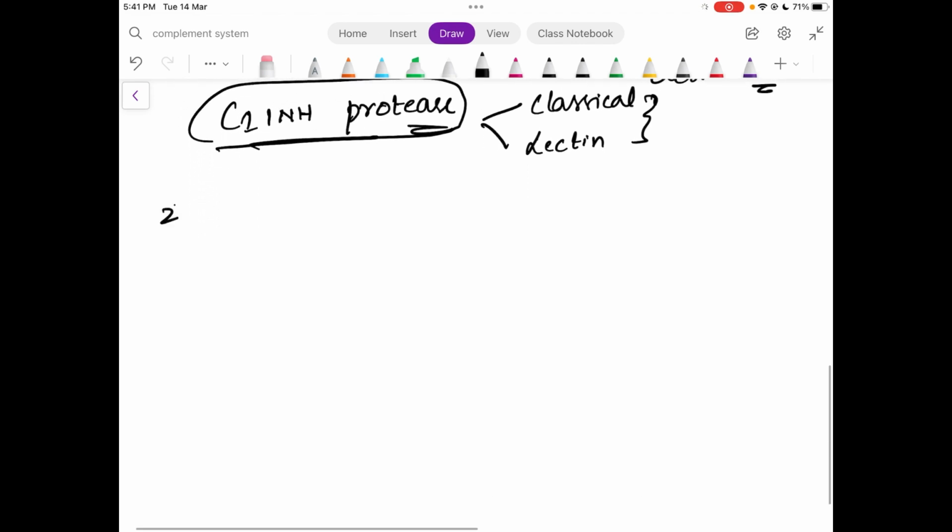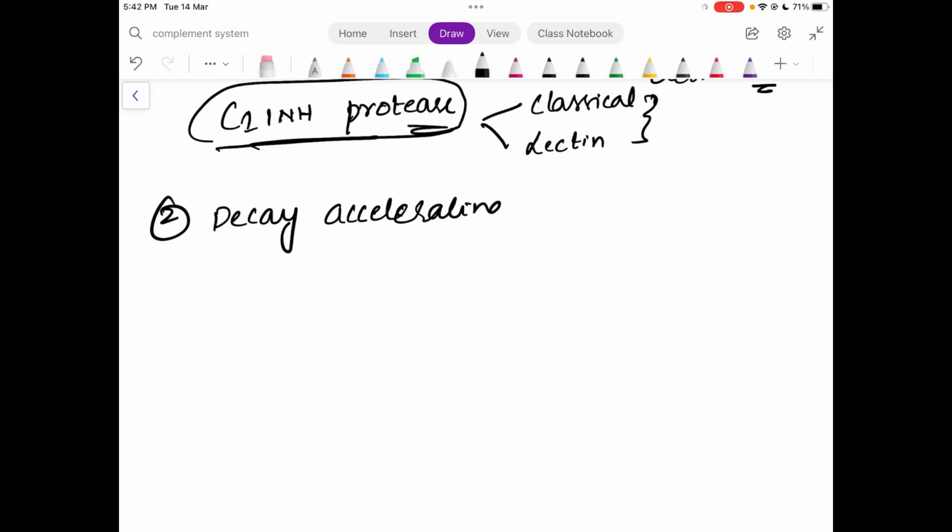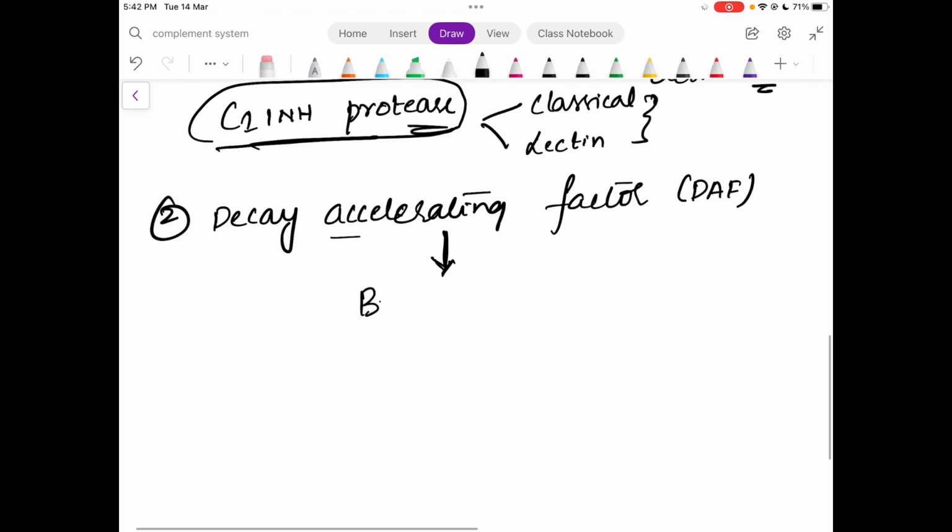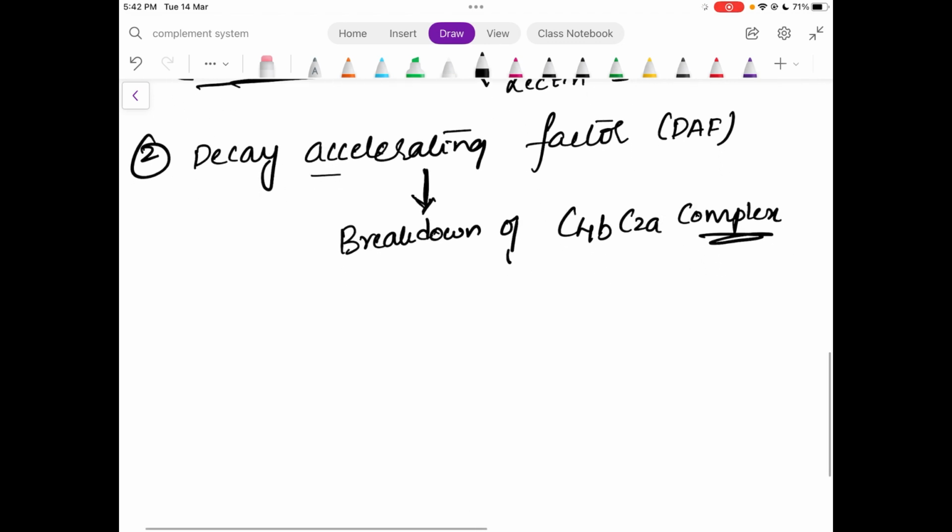Next regulation step is decay accelerating factor. What do you mean by this decay accelerating factor? It is also called DAF. This means accelerating. What will they accelerate? They accelerate breakdown of the C4b and C2a complex. Then what will happen? These two will be separated. C4b will be separated and C2 will be separated.